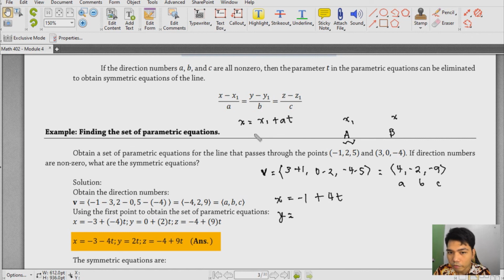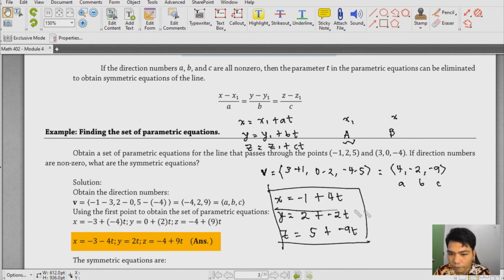And then for y, we have y sub 1 plus bt. So y is equal to, this one is positive 2. So 2 plus bt, so -2. Okay, and then finally z is equal to z1 plus ct. So therefore, z would be equal to 5, and then plus c would be negative 9, and then t. So therefore, these are the parametric equations for these 2 points, A, B, C.